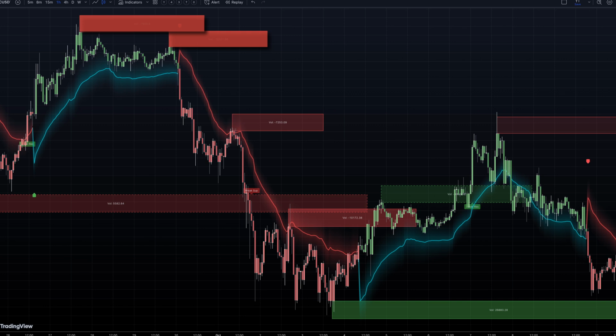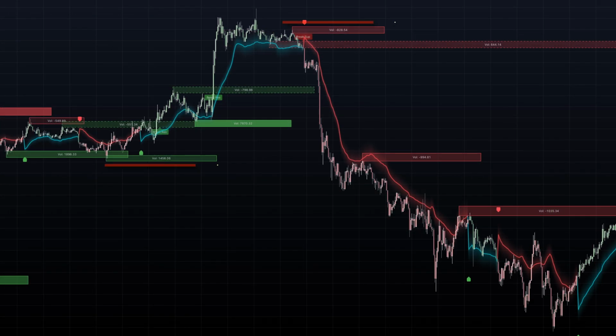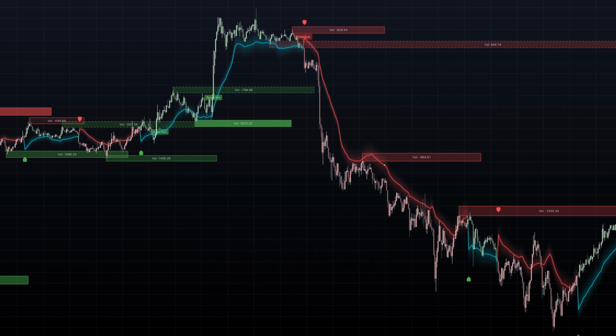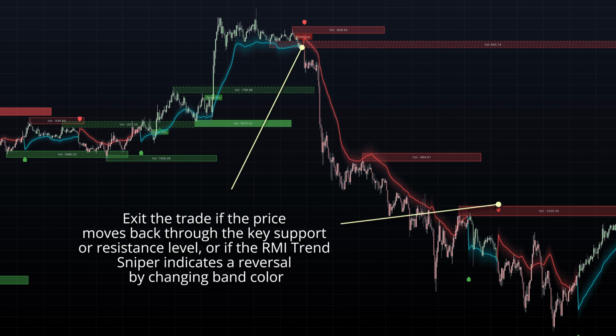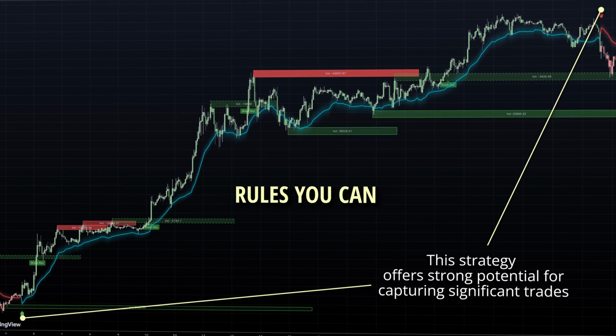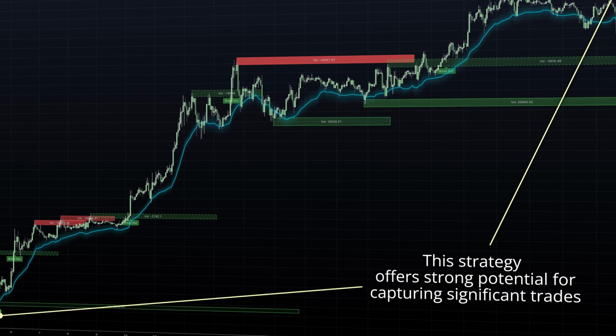For short trades, ensure the price is at or below a key resistance level, with the RMI band turning red and bearish momentum confirmed. Place your stop loss just below the support zone for long trades or just above the resistance zone for short trades. Use the width of the RMI band, adjusted by ATR, to gauge market volatility and fine-tune your stop loss and profit targets. Exit the trade if the price breaks back through the key support or resistance level, or if the RMI Trend Sniper signals a reversal by changing band colors or breaking momentum thresholds. By following these rules, you can effectively spot high-probability trades, reduce false signals, and improve your overall trading performance.